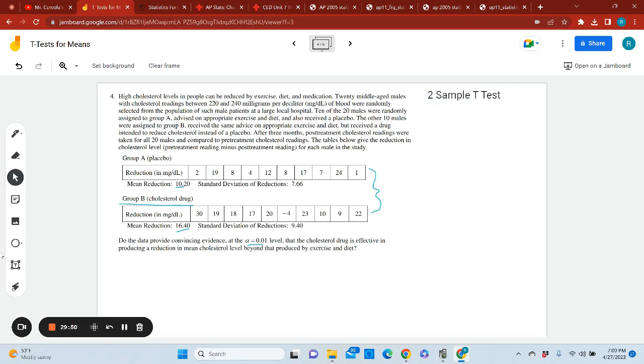We want to define our parameter. I'm going to call it MA minus MB for the groups that they were in. And that is going to be equal to, all right, what is it that we're running the test on? We're trying to find the true mean difference in cholesterol. I can't spell.